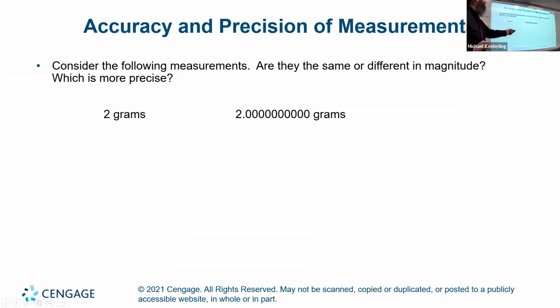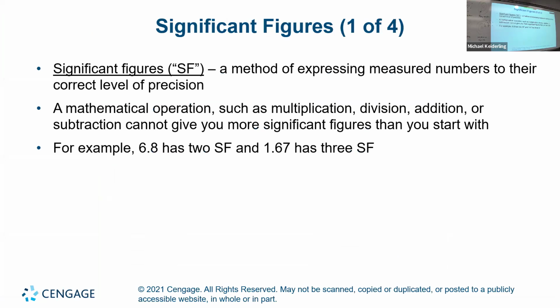So this is much more precise than this. In fact, this is ridiculously precise. But the way we express the precision of a measurement is in significant figures. So significant figures are a method of expressing measured numbers to their correct level of precision.